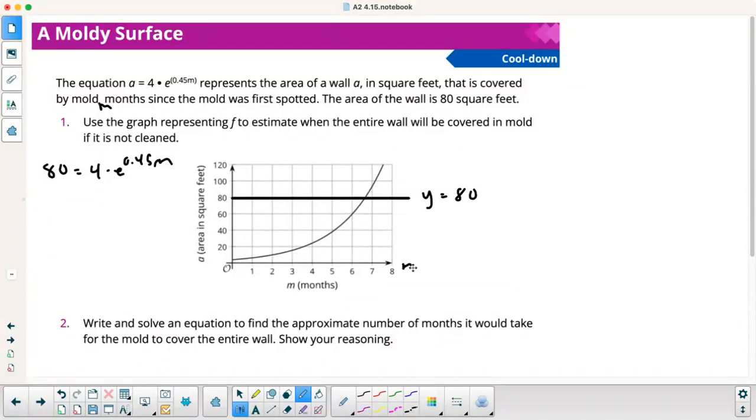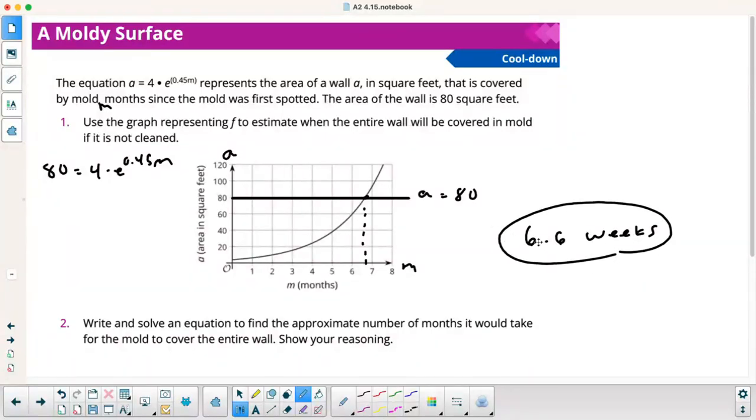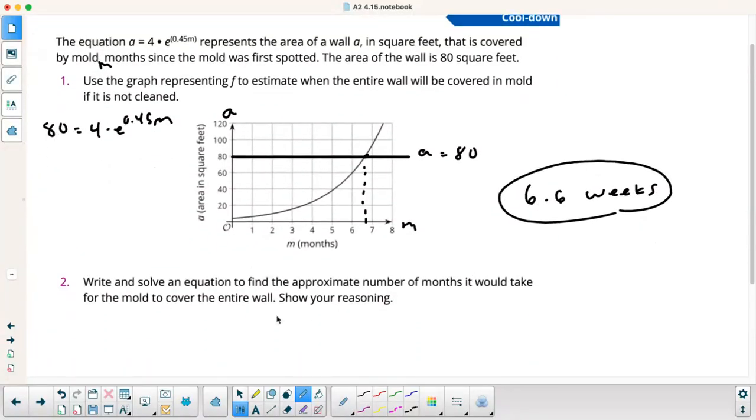So this is my m axis. This is my a axis for area. So if I graph y equals 80, or I guess technically it's a equals 80, there's that line. It looks like they intersect at 6.6 months. Write and solve an equation to find the approximate number of months it would take the mold to cover the entire wall.